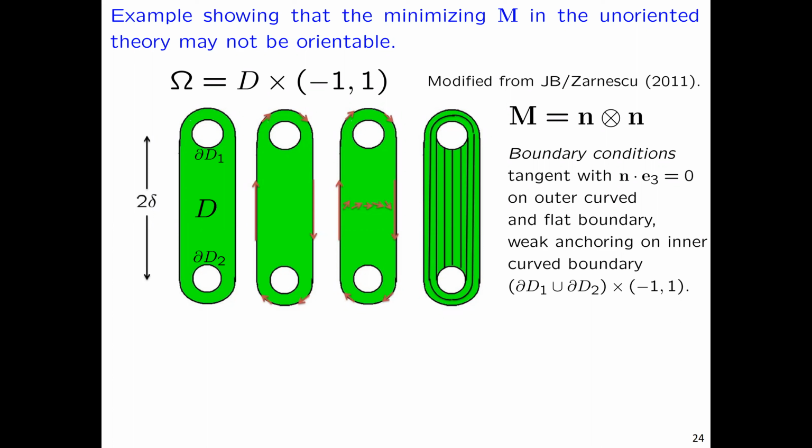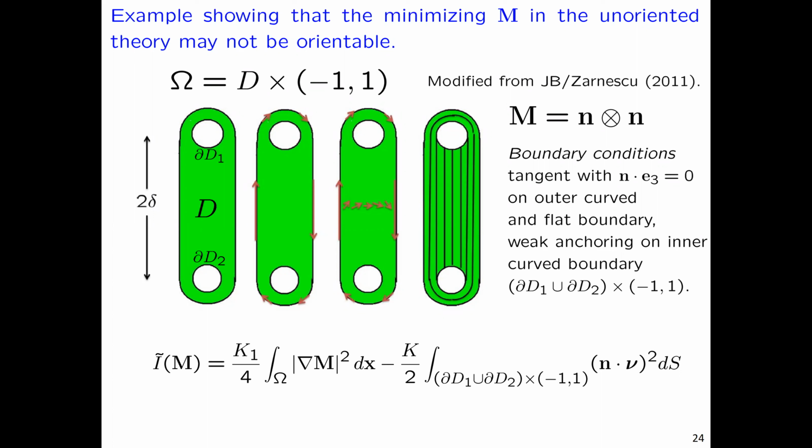And now on the inner curved boundary, so the inner surfaces of these two cylinders, so that's D1 as labeled here, and union D D2 crossed with (-1, 1), which is the interval into the screen, I'm going to impose what's called weak anchoring. So you'll see what I mean by that in a second. And the functional is going to be this. I of M is going to be, take the one constant case, K1/4 integral gradient M squared, and this is the weak anchoring on the inner curved surface boundary.